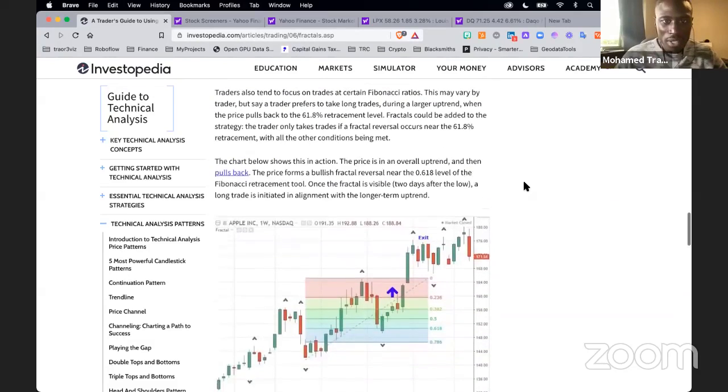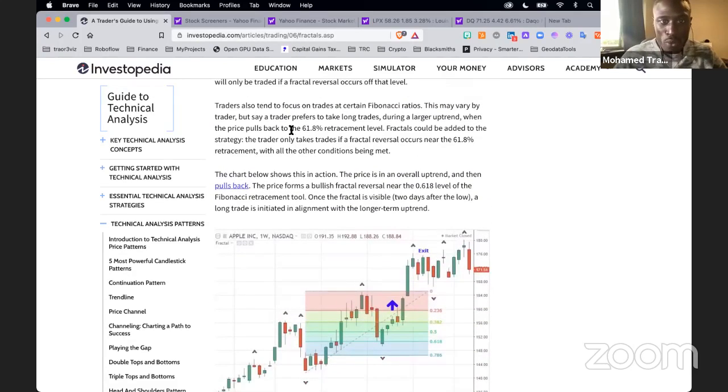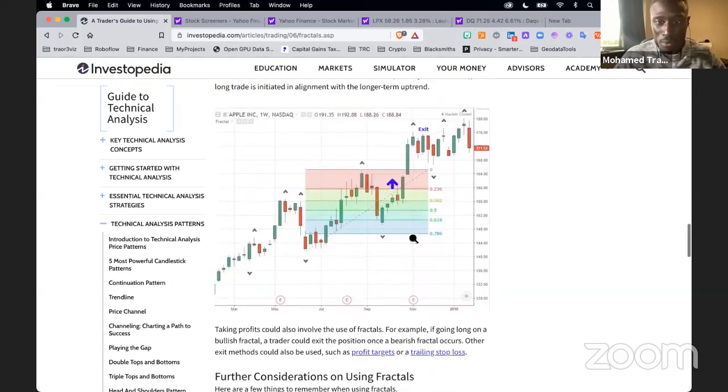So during a larger uptrend, when the price pulls back to the 61.8% retracement level, 0.618, fractals could be added to the strategy. Trader only takes trades where fractal reversal occurs near the 61.8% mark. So look in here. So this would essentially be a bearish trend. So I'm measuring the fractal top from here. 0.236, 0.382, 0.5, 0.618. If you add 0.618 and 0.382, what do you get? 1. So if I'm looking on here again, all right.